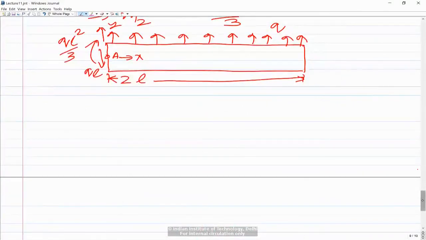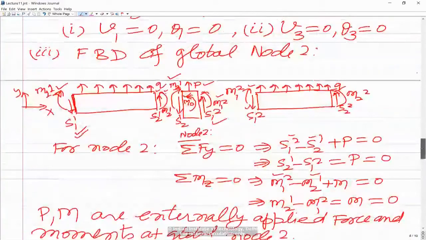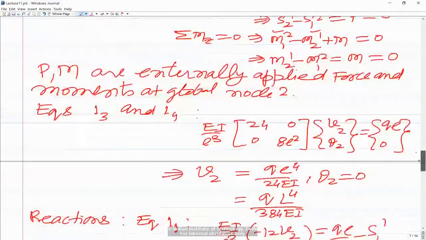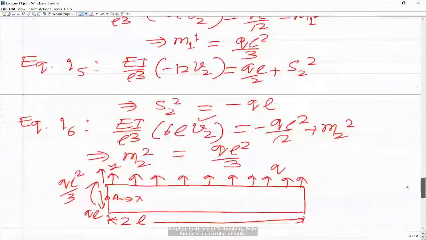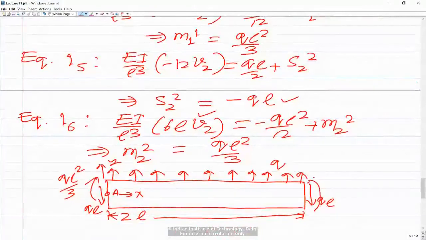And then on the right hand side, that's the second element. Since I have already drawn the diagram over here, as per our sign convention, S22 is in the upward direction and M22 is like this. You can see S22 has come out as negative. S22 is minus QL, so that means it would actually be in the downward direction. So this will be QL, and of course M22 is QL square by 3, in this direction. So this is the free body diagram of the whole thing.